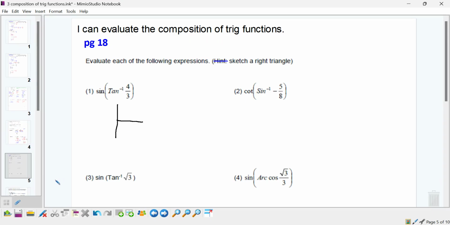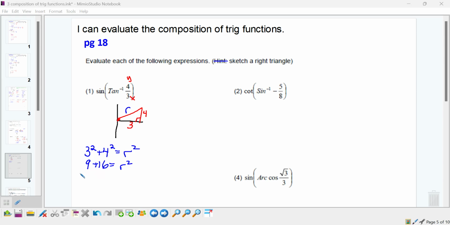Starting on the inside, tangent inverse is restriction. Tangent is y over x. Positive would be quadrant 1. And 3 and 4 are not one of our special angles. So this kind of problem, I just need to use my Pythagorean theorem to find the radius. So let's see, we've got x squared plus y squared equals r squared. So the radius is 5. So now sine of this picture is going to be y over r.